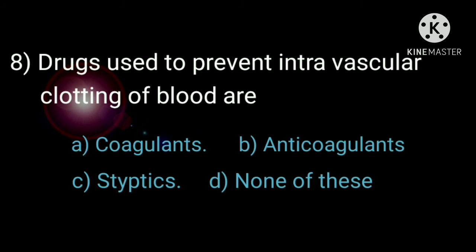Eighth question. Drugs used to prevent intravascular clotting of blood are called A. Coagulants, B. Anticoagulants, C. Statins, D. None of these. Answer is option B. Anticoagulants.